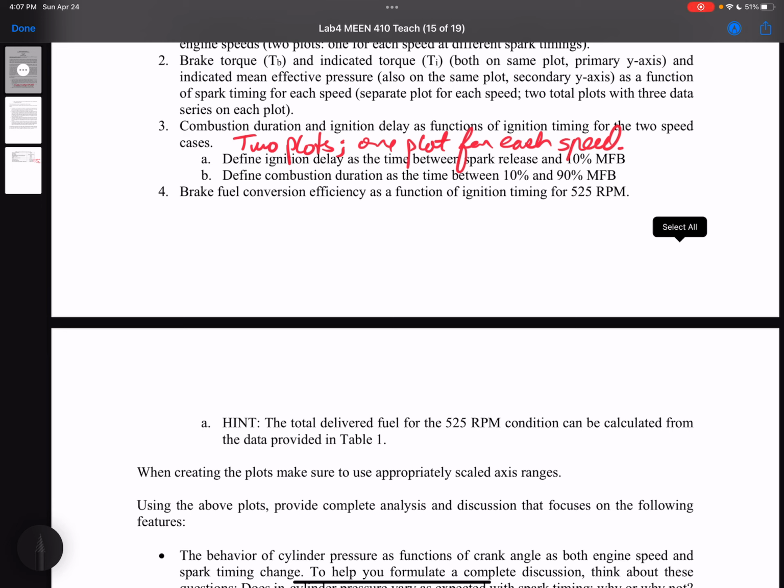Then you'll also plot combustion duration. So combustion duration is, of course, the time between 10% mass fraction burned and 90% mass fraction burned. And those, as you'll learn in the Lab 4 data video, those 2 pieces of information are given to you in the spreadsheet, and you will just need to calculate the ignition delay as well as the combustion duration.